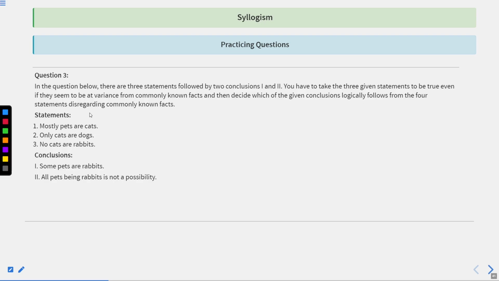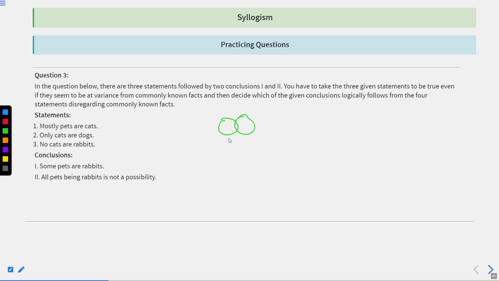So the first statement is, mostly pets are cats. So this can be a circle for a pet. This can be a circle for a cat. Mostly pets are cats, but mostly means that 90% or 99.99% of the pets are cats, but it is not 100%. Okay, it's not saying all.